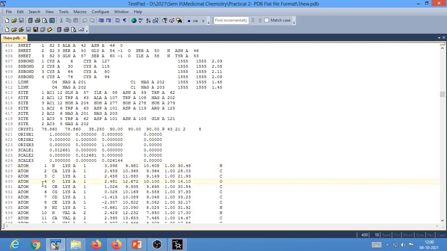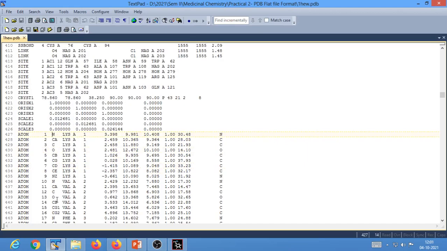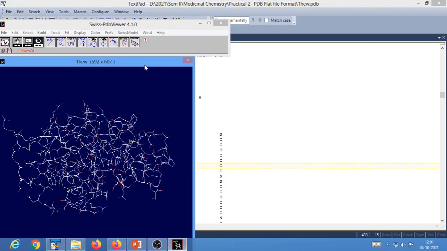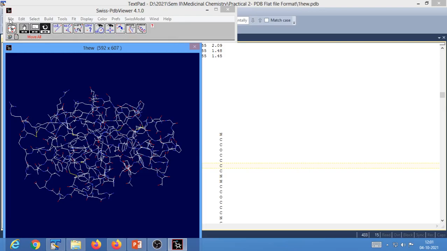Okay, so after this ATOM line there is a column that signifies these letters: N, CA, C, CB, CG, CD, CE, and NZ. So this particular column corresponds to the atoms that are present in your protein molecule. Okay, well, say for example, let us focus on the very first residue.